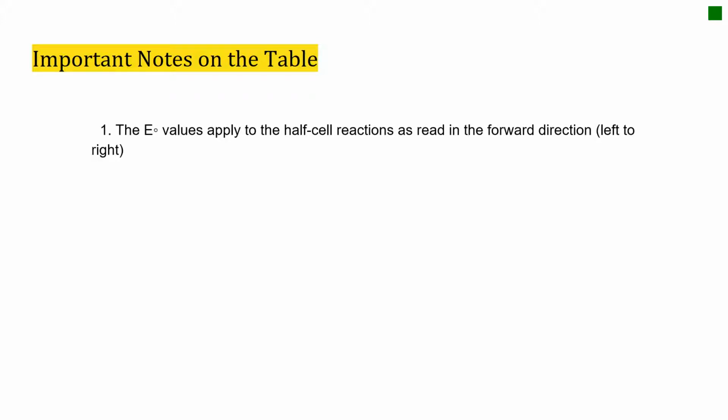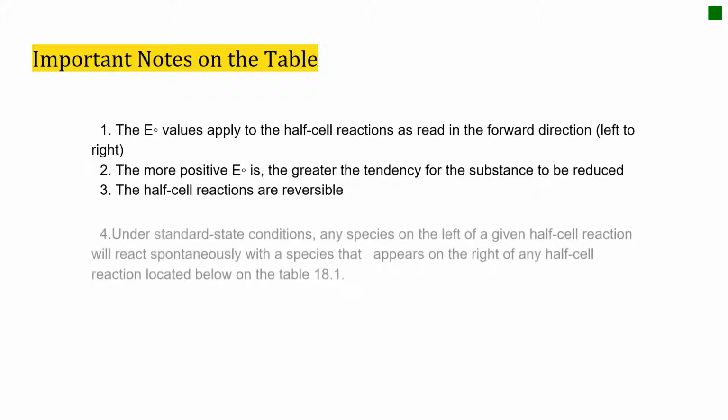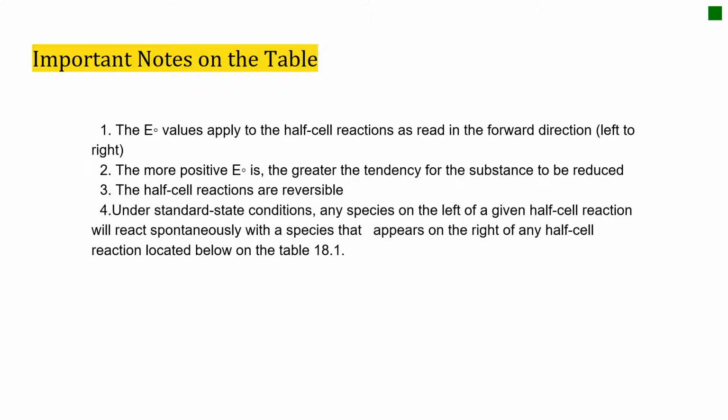So there are important notes to keep in mind when you're looking at the table. The standard values apply to the half cell reactions as read in the forward direction from left to right, and the more positive E is, the greater the tendency for the substance to be reduced. And the half cell reactions are reversible, so depending on the conditions, any electrode can act either as an anode or as a cathode. Under standard state conditions, any species on the left of a given half cell reaction will react spontaneously with the species that appears on the right of any half cell reaction located below it in the table. This principle is sometimes called the diagonal rule.